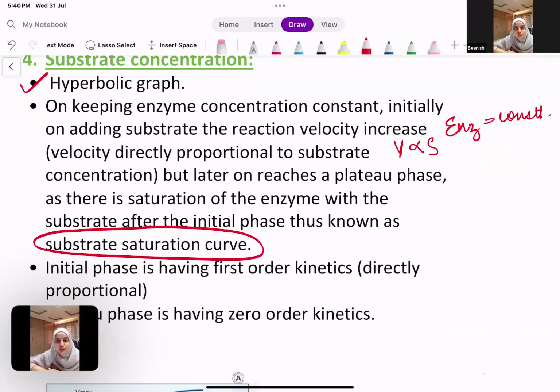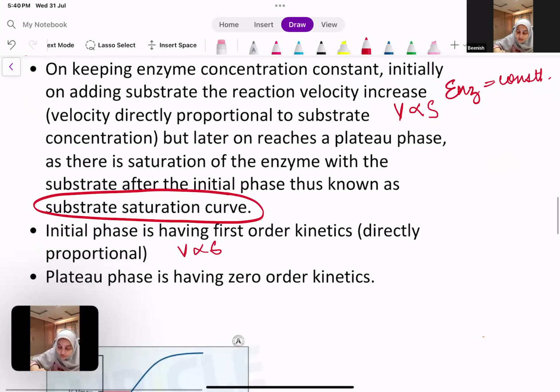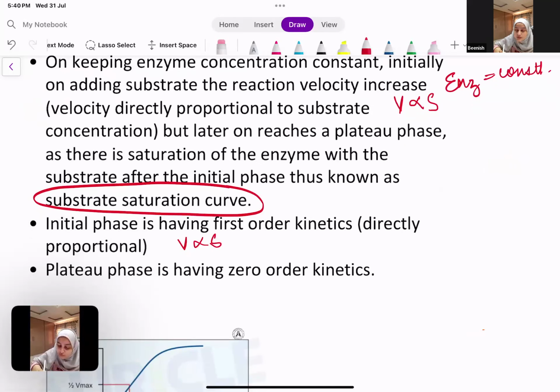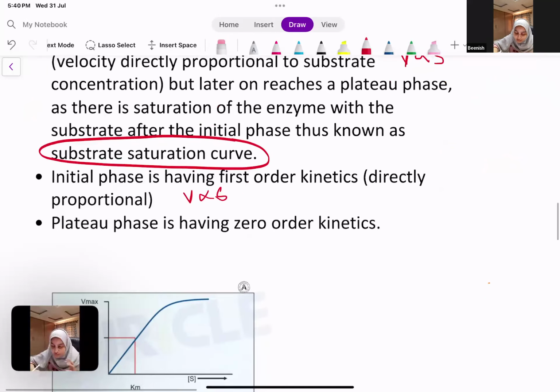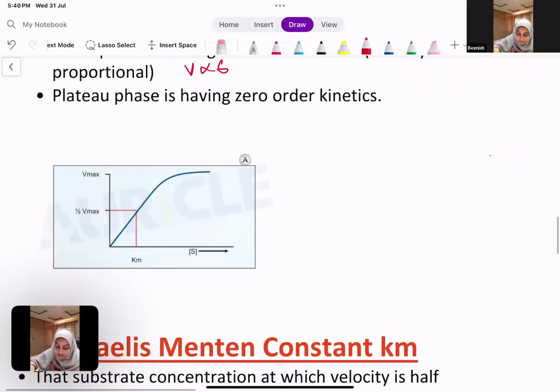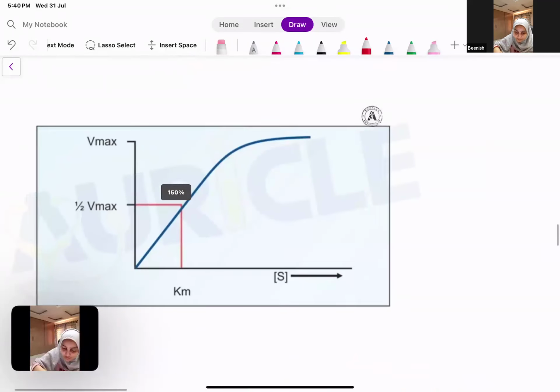So the initial phase is following first order kinetics, where your reaction velocity is directly proportional to the substrate concentration. And then in the plateau phase, it is following zero order kinetics. That is, your reaction velocity is not going to depend upon the substrate concentration. Let's have a look at the graph. It is a hyperbolic graph, as you can see here.